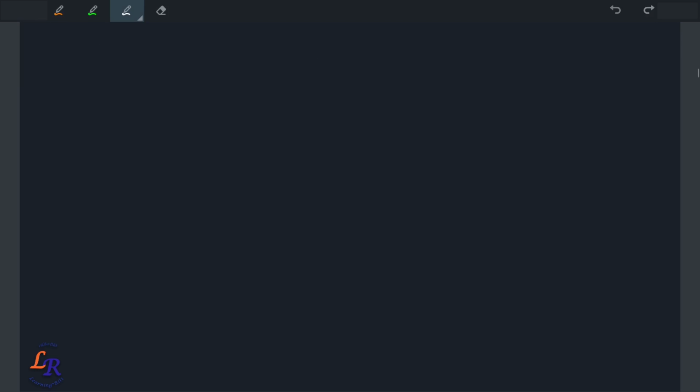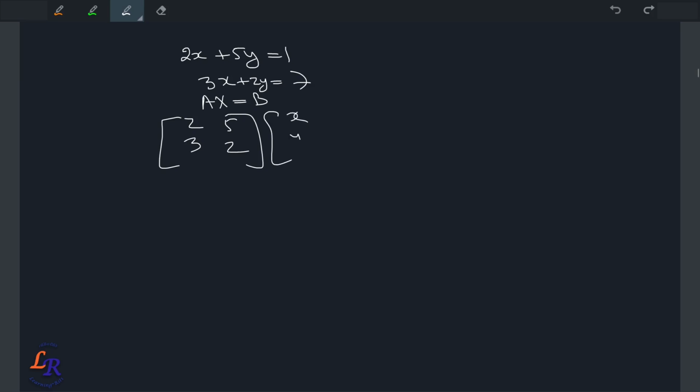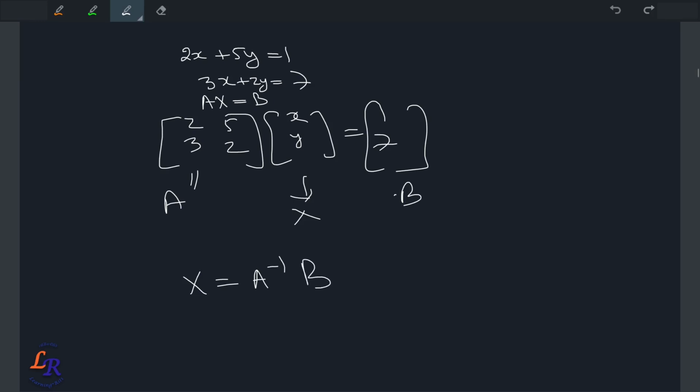So let's say you solve a problem and end up with two equations, something like this. Let's say this is 2x + 5y and 3x + 2y, right? Now you need to solve it. If I want to write it in matrix form, Ax = B, then I can write [2 5; 3 2] times [x y] is equal to [1 7]. So this would be my A, this would be my x, and this would be my B. The solution can be written as x = A inverse B if determinant of A is not equal to 0. So first of all, let us find the determinant of A.